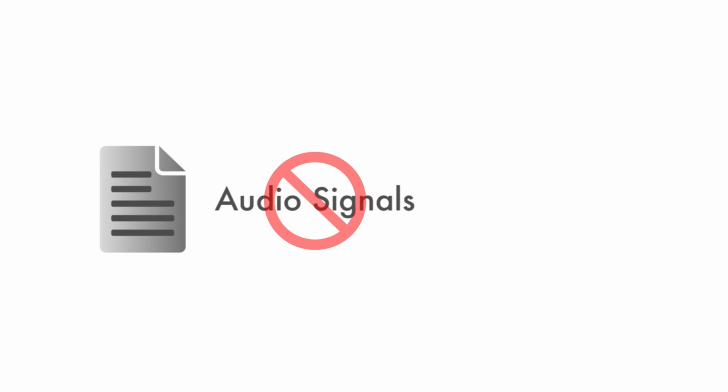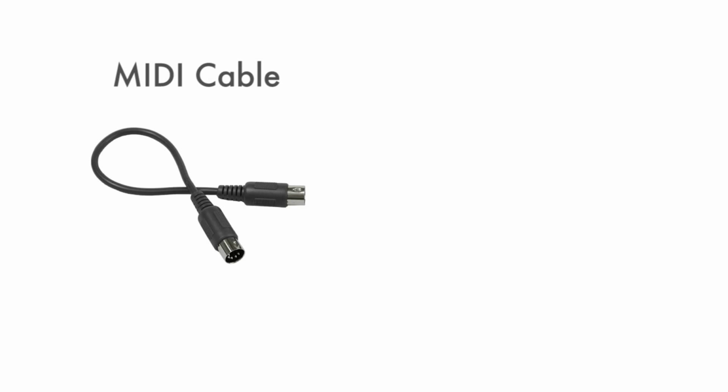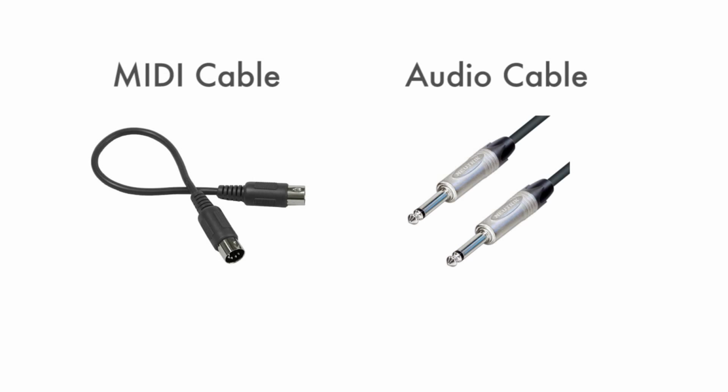This is a typical 5-pin MIDI connector, and this is a typical 1/4-inch audio jack connector. The MIDI connector transmits event data, which is interpreted by an instrument, and the audio jack transmits audio data, which can be transformed into audible sound waves by a speaker.